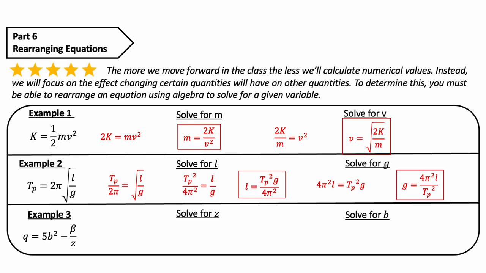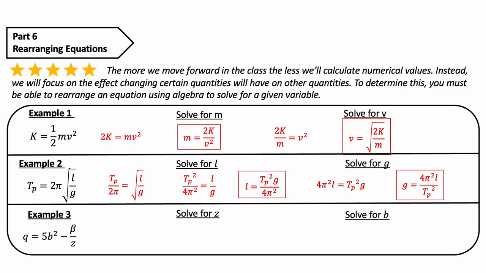So what do we mean by term? It's just when we have different things separated by either plus signs or minus signs. So in example 3, the Q is a term, the 5b squared is a term, and then the minus beta over z is its own term. And that b and that beta are different things here.